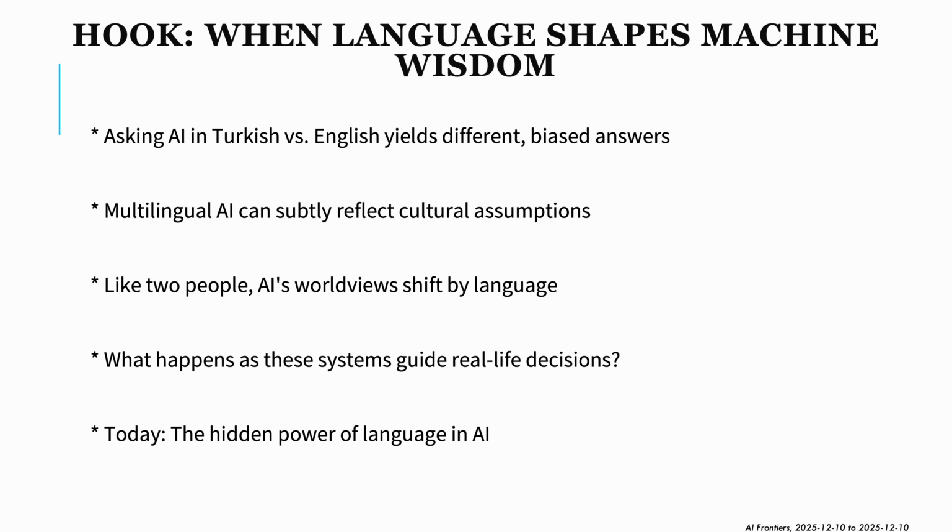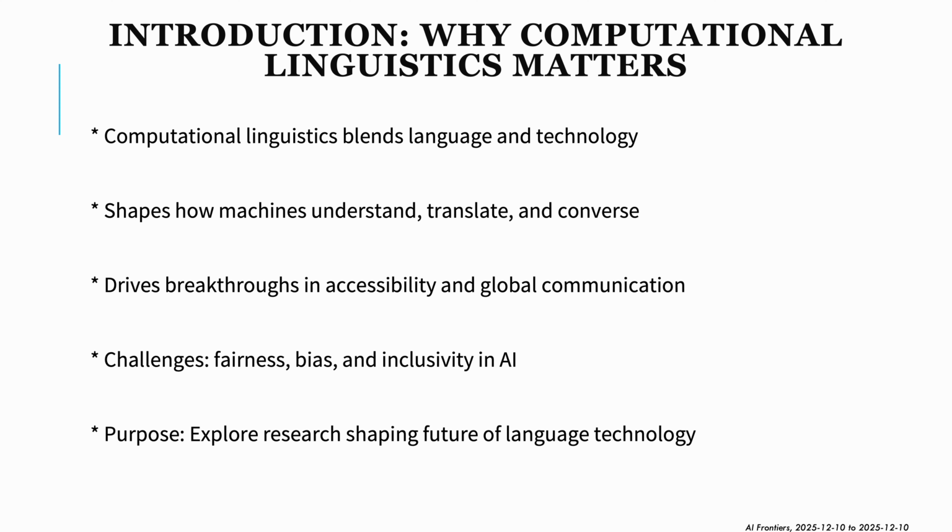Consider this. When an advanced AI is prompted in Turkish versus English, its answers may shift, sometimes subtly, sometimes more overtly, toward Turkish perspectives. This is not a random error, but a reflection of how language can shape machine reasoning and cultural assumptions. Just as two people from different backgrounds bring their own worldviews, AI's responses are influenced by the language used. As these systems increasingly inform real-life decisions, it becomes critical to understand the hidden power of language in shaping AI wisdom.